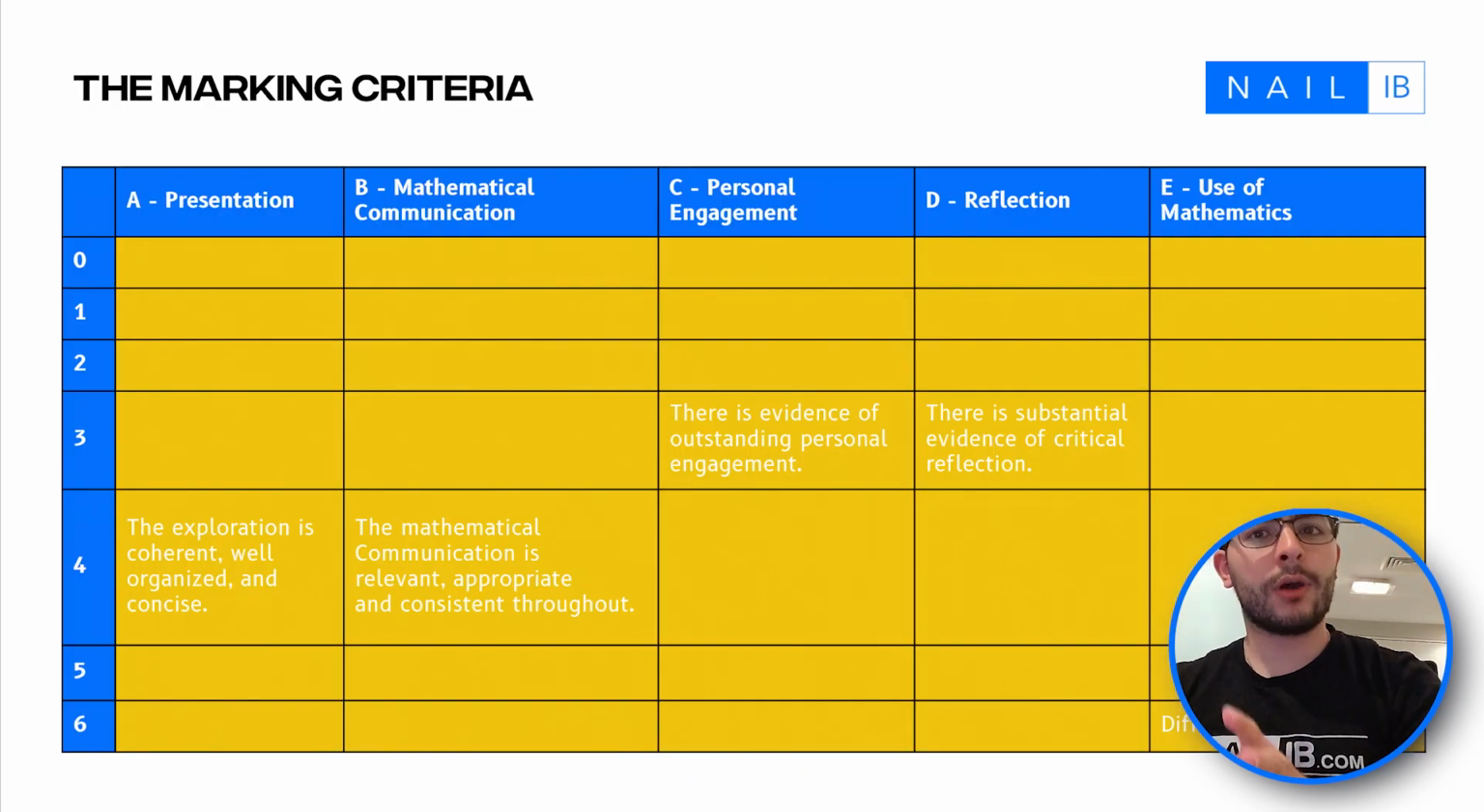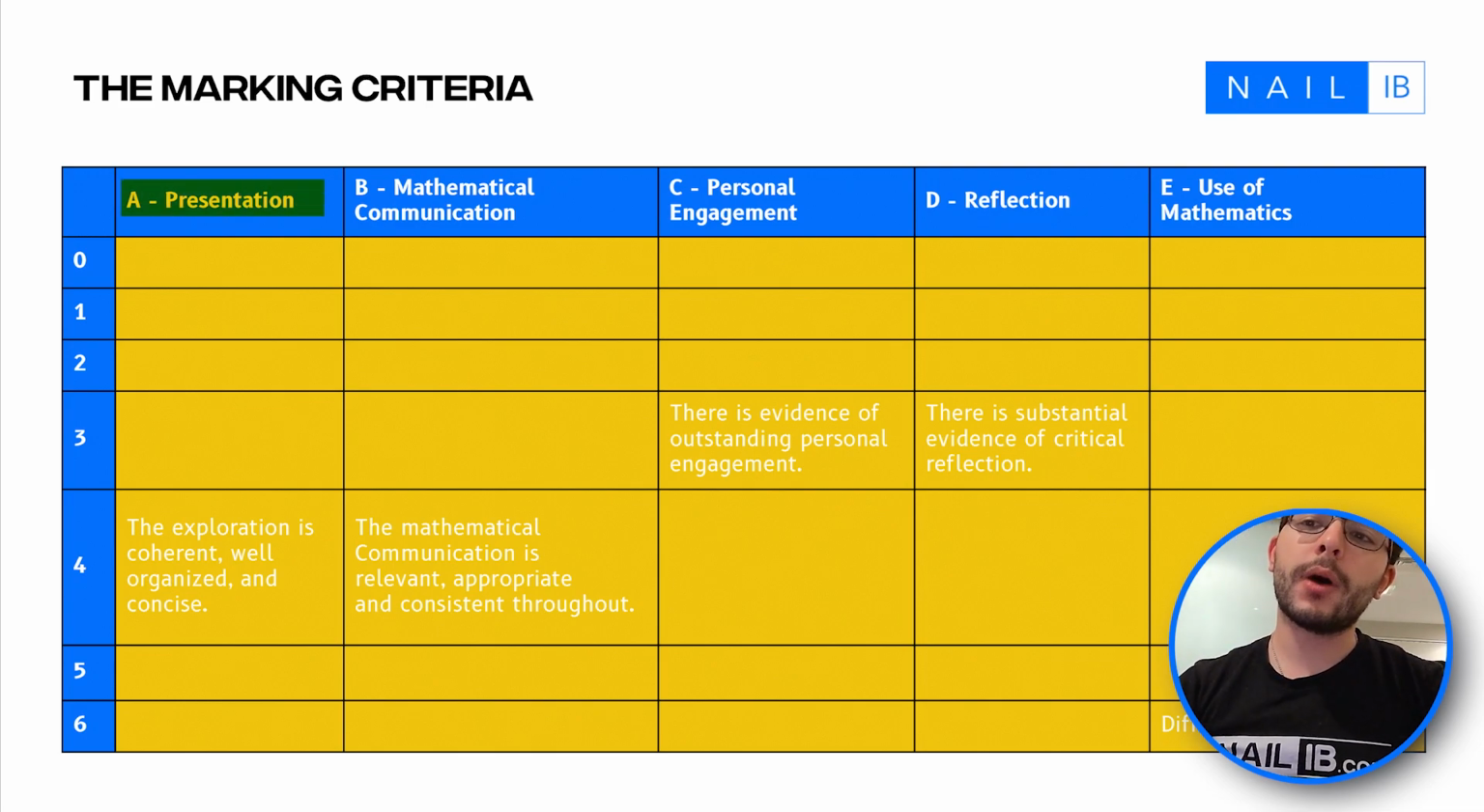Now here is a rough outline of the marking criteria. And what I have done is written down the top criterion for each section. So to get 4 marks for presentation, you need to have an exploration that is coherent, well organized, and concise. And for mathematical communication, it has to be relevant, appropriate, and consistent throughout. And on the left-hand side, I have shown how many marks each thing is worth. So for presentation, the 4 cells that are marked orange mean there are 4 marks up for grabs.